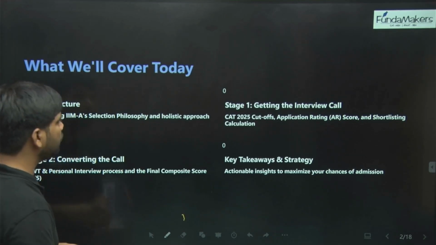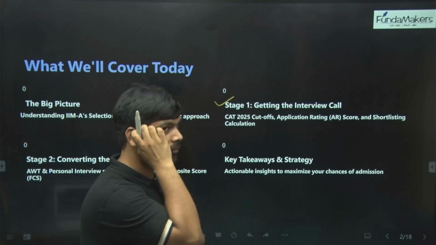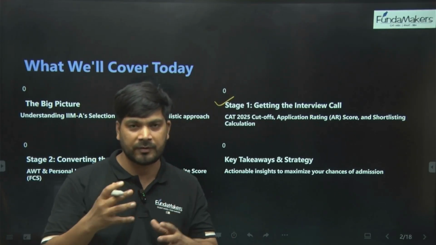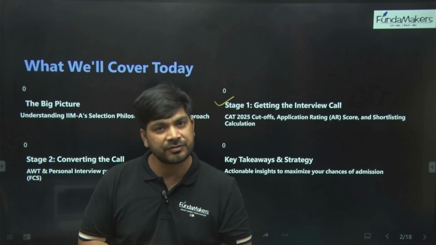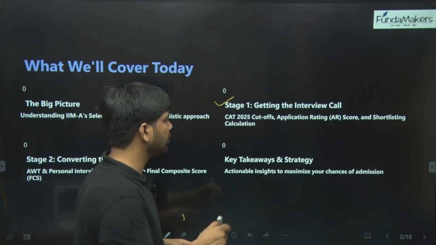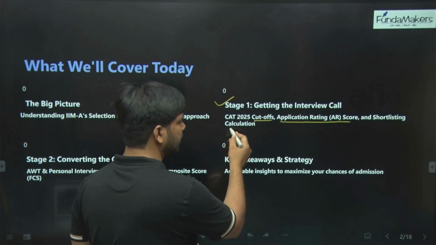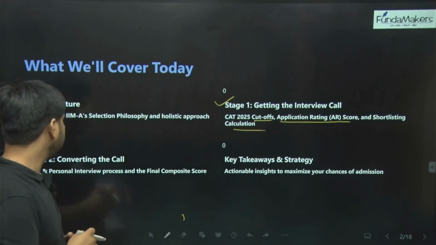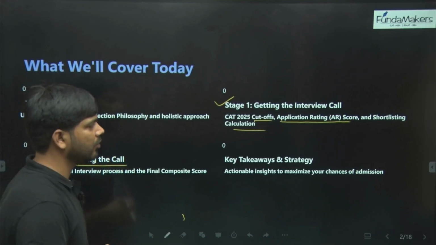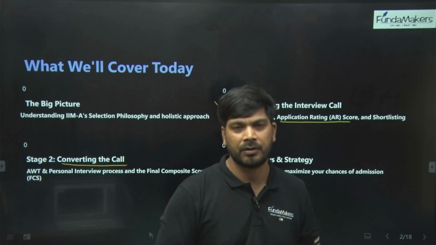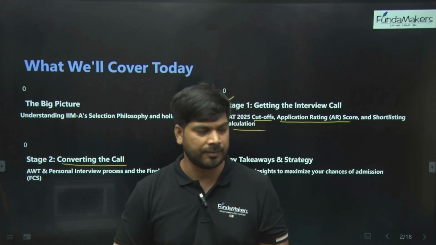Now, what we'll do today, we'll first talk about getting the interview call, what exactly are the things we really need to do in order to get to the first shortlisting. For that, we'll talk about the cutoffs, the AR score, which is the application rating score, and we'll also talk about the shortlisting calculation. And second, we'll talk about what things are needed in order to convert the call. So these are the two most important things. The other two are not very important. So we'll be basically focusing on the cutoffs, the selection criteria, and then how to convert the GDPI process.